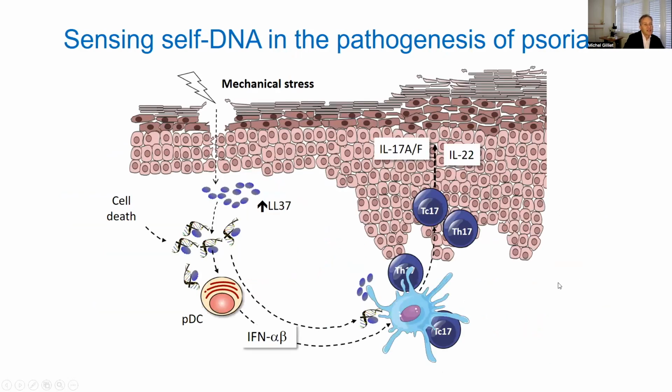So coming back to the pathogenesis of psoriasis, this is what we propose: mechanical stress induces antimicrobial peptide expression, LL37, which forms complexes with the extracellular DNA originating from dying cells. These complexes are able to enter intracellular compartments of PDCs, leading to the production of type 1 interferons, which ultimately elicits the downstream inflammatory cascade, with activation of conventional dendritic cells and Th17 cells, which ultimately are responsible for the induction of the psoriatic phenotype.